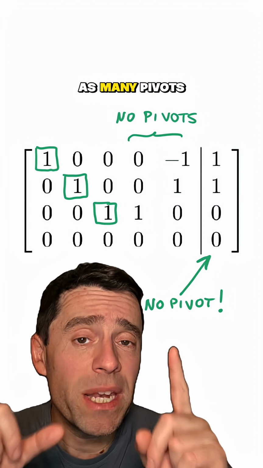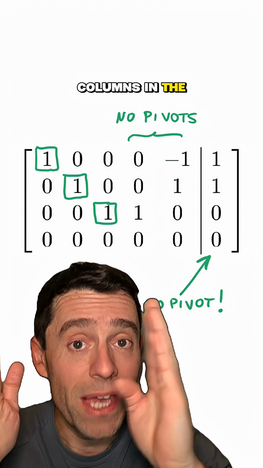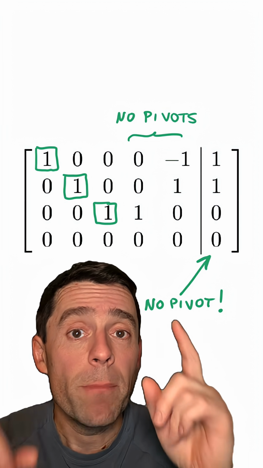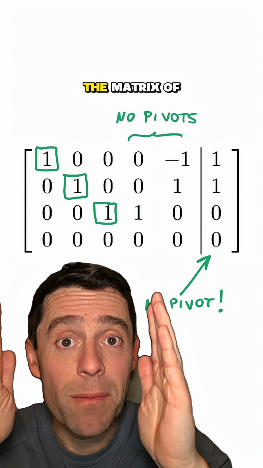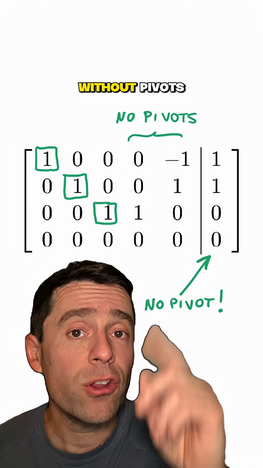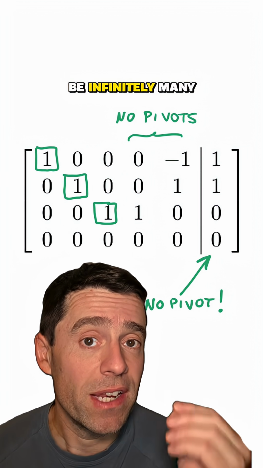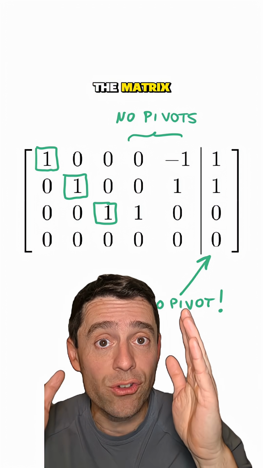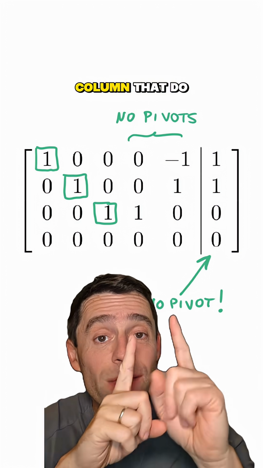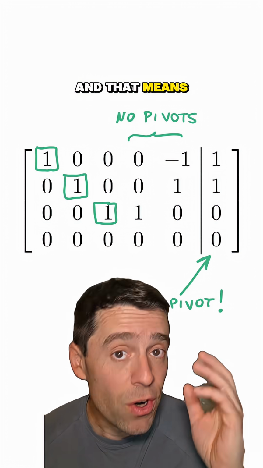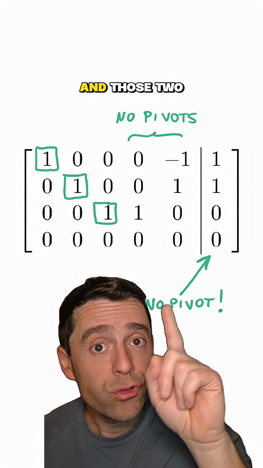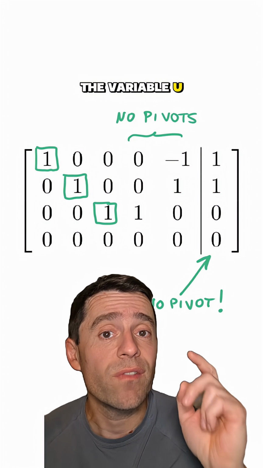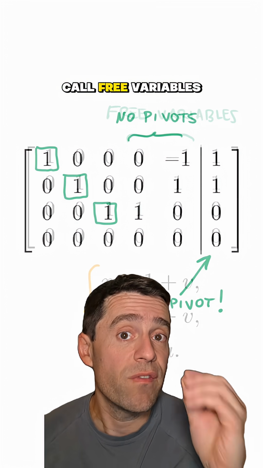If there are as many pivots as there are columns in the matrix of the system, then the system will have exactly one solution. But if there are columns in the matrix of the system without pivots, then there will be infinitely many solutions. In this case, we have 2 different columns in the matrix without the augmented column that do not have pivots, and that means there are infinitely many solutions, and those 2 variables, in this case, these columns correspond to the variables u and v, are going to be what we call free variables.